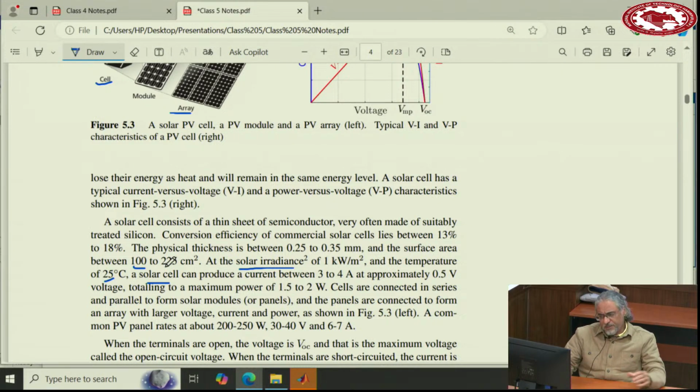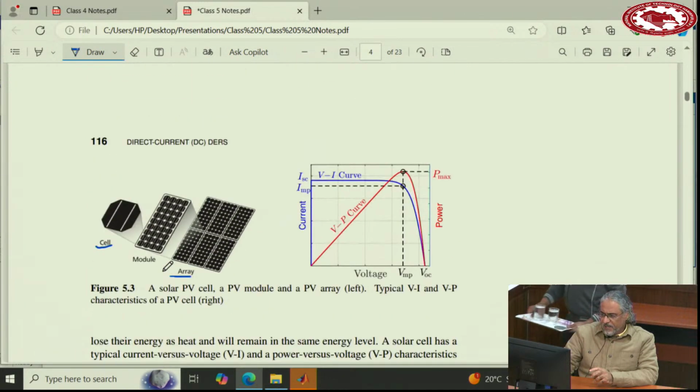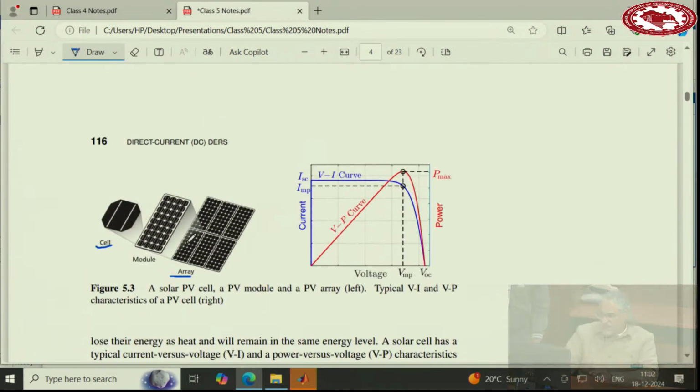Now put them together, and then you can come up with a solar panel with 200 to 300, 250. Nowadays we have higher power panels, and then the voltage of 3 to 40 volts and current of 6 to 7 amperes. Okay, so the solar panel or solar cell have a characteristic like this.